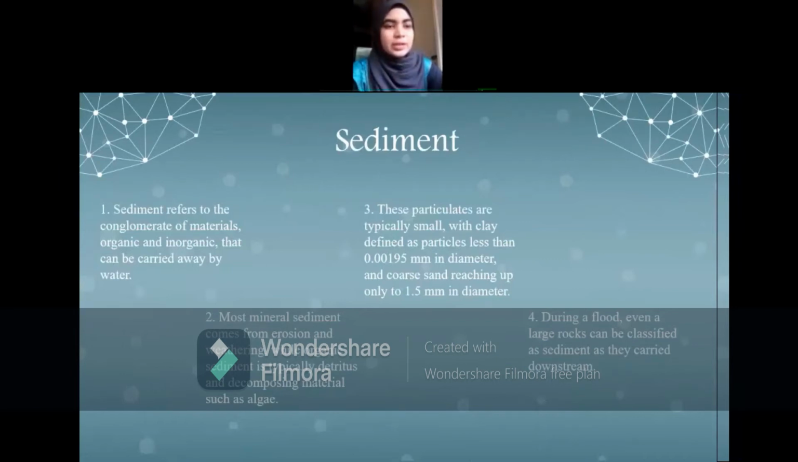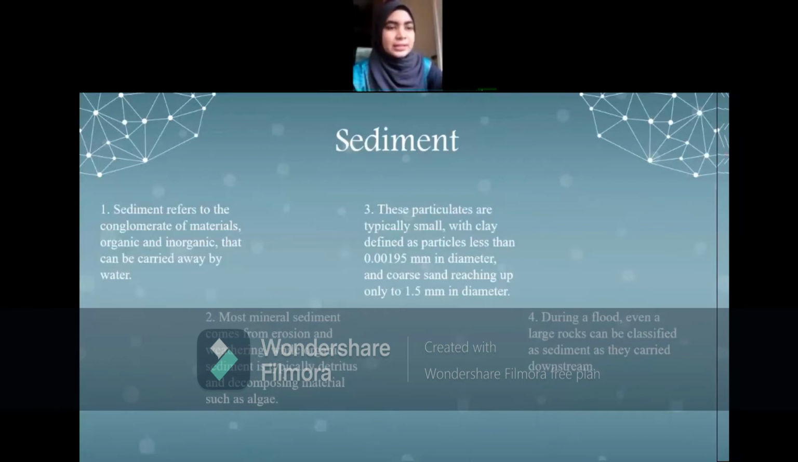Sediment refers to the conglomerate of materials, organic and inorganic, that can be carried away by water. The term is often used to indicate soil-based mineral matter, for example, clay, silt, and sand. Decomposing organic substance and inorganic biogenic material are also considered sediment. Most mineral sediment comes from erosion and weathering, while organic sediment is typically detritus and decomposing materials such as algae.